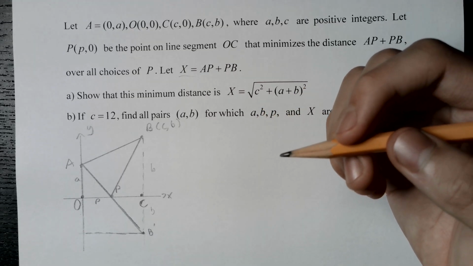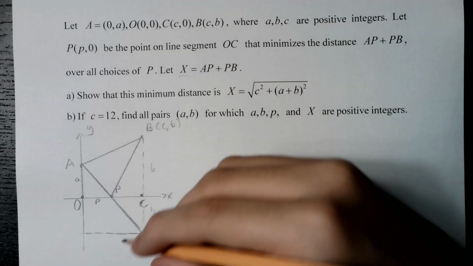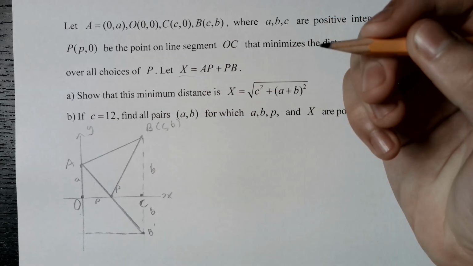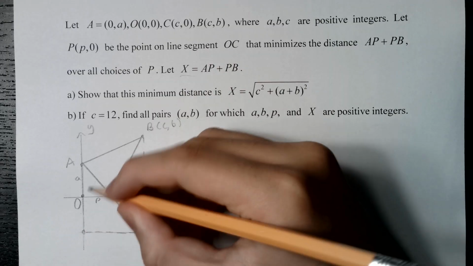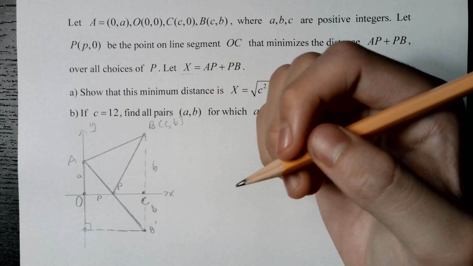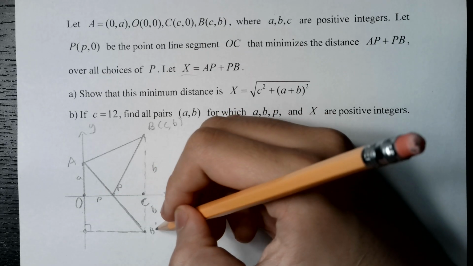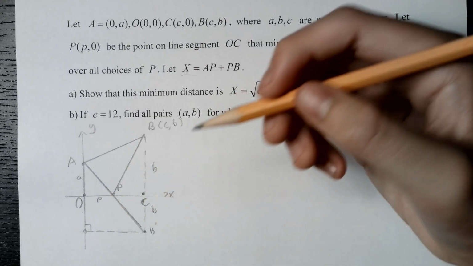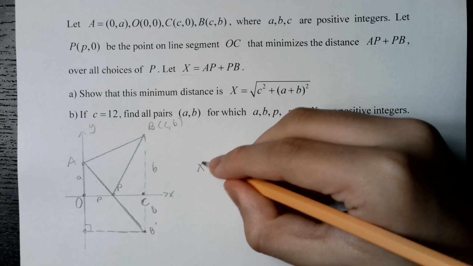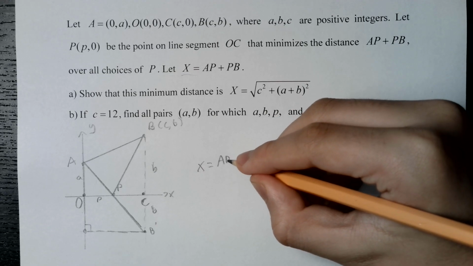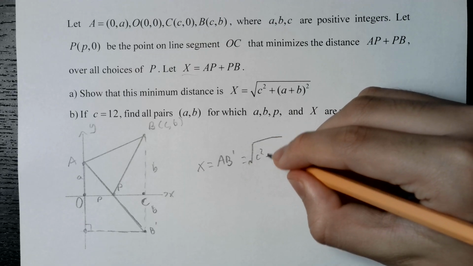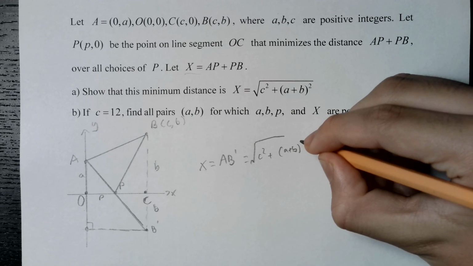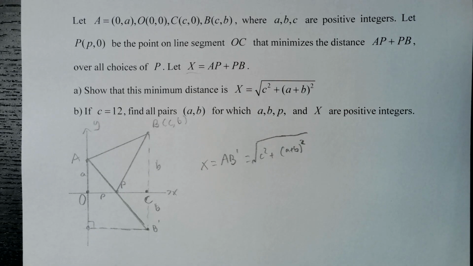And so in other words, we can look at Pythagorean theorem here. We have A, B, and let's say we have another point here, where this triangle is perpendicular. We can say this is a right angle triangle where we have height A plus B, and our length would just be C. And so X would be equal to AB apostrophe, which would be equal to the square root of C squared plus (A plus B) squared, which is pretty simple. So now let's solve for part B of the question.